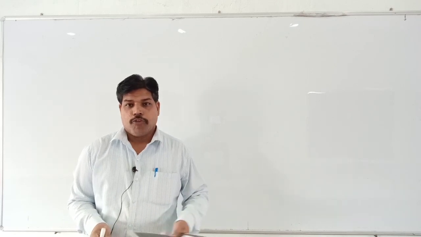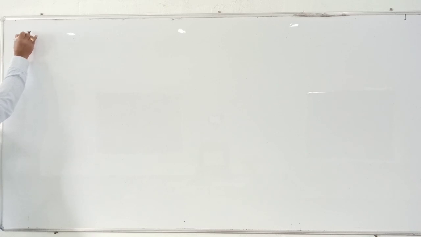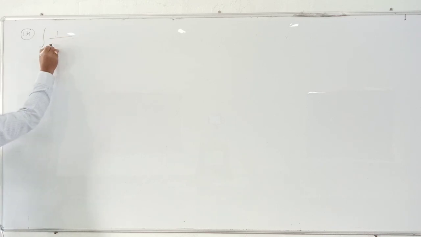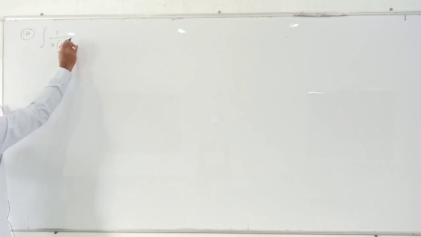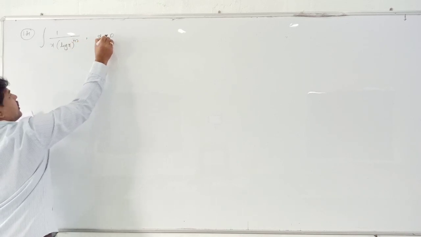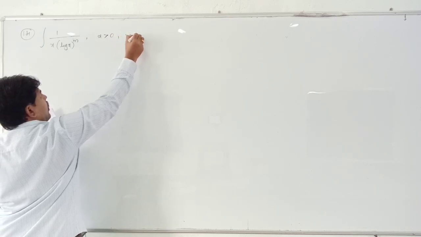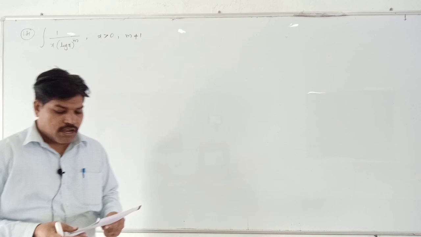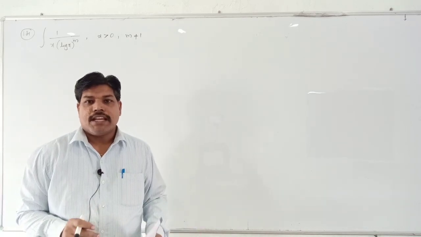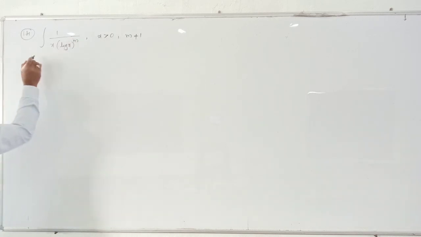See the question number 14. So what is the question number 14? Integral of 1 by x into (log x) whole power m, comma, x greater than 0, comma, m not equal to 1. X greater than 0, comma, m not equal to 1. So 1 by x into (log x) whole power m. So see that solution, students.